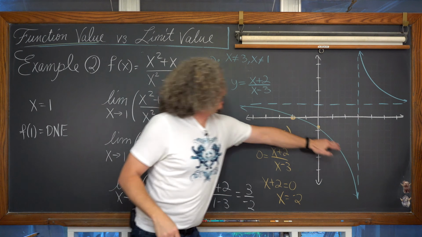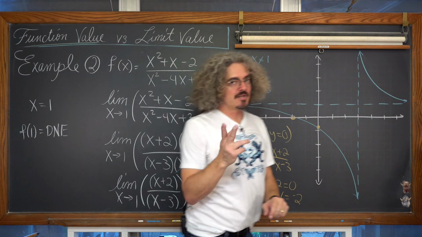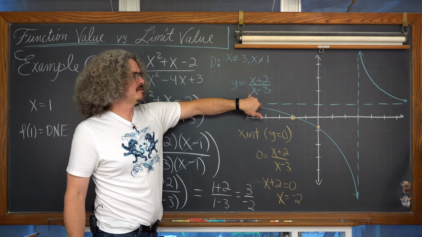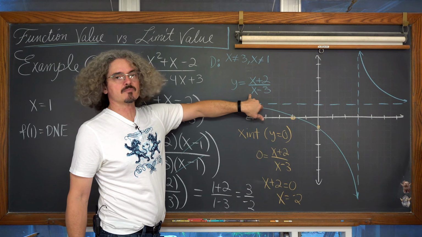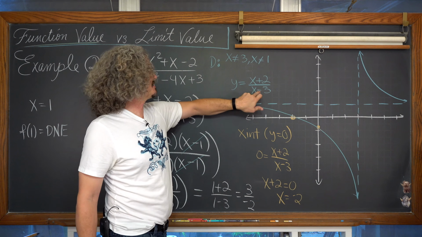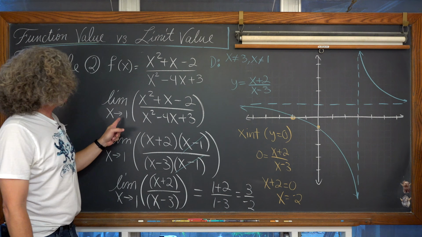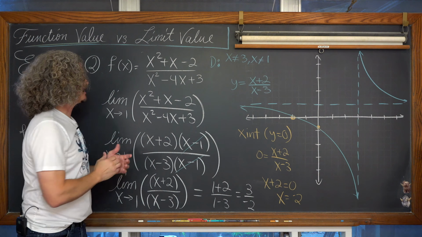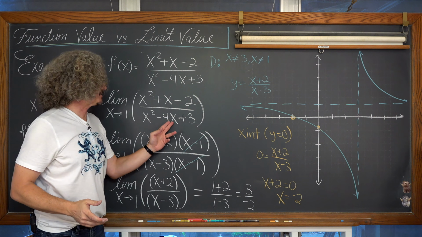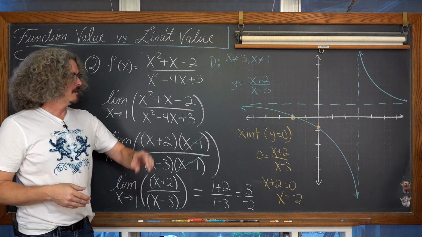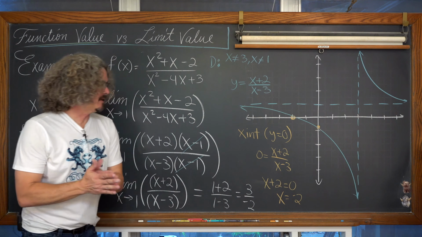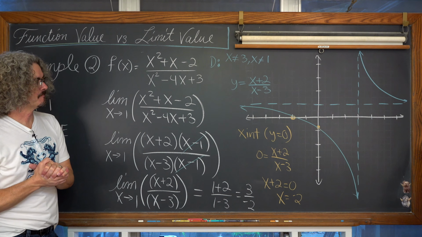Now, this is a sketch of the function y is equal to x plus 2 over x minus 3. We used this function to analyze this limit where x is approaching 1 of x squared plus x minus 2 over x squared minus 4x plus 3, when we got an answer of negative 3/2.